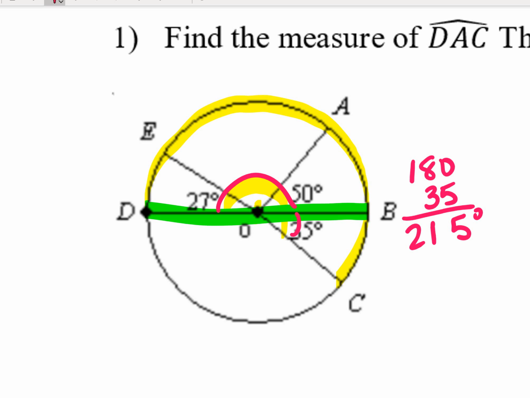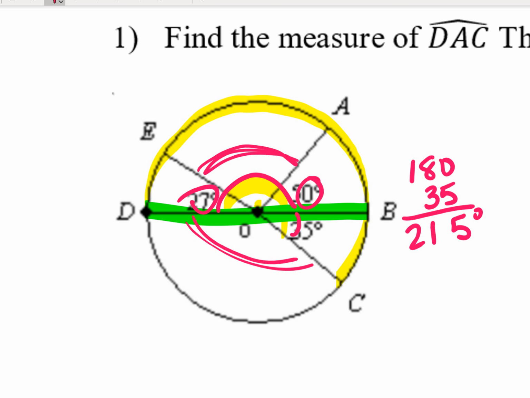If you needed to find, let's just do some other examples. If you needed to find just this part, well, I would get what I just found, 215, and subtract it from 360, and that would give me just this angle. I could find the missing angle here by taking 180 and subtracting these 2 degrees from it. So there's lots of different things you could do with central angles.